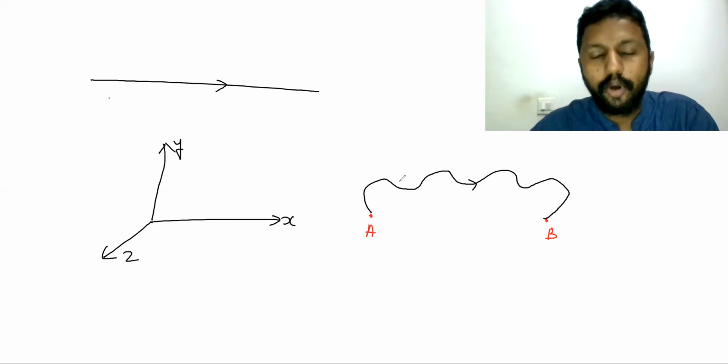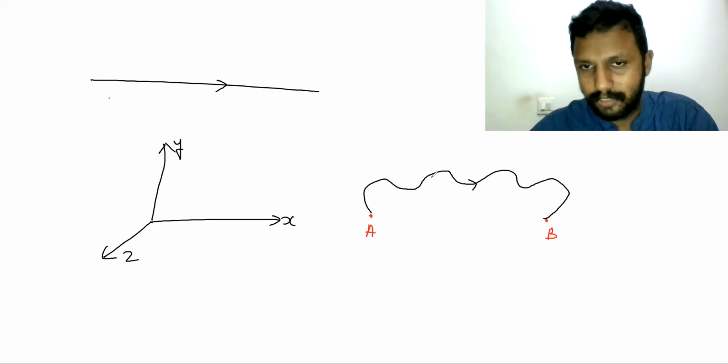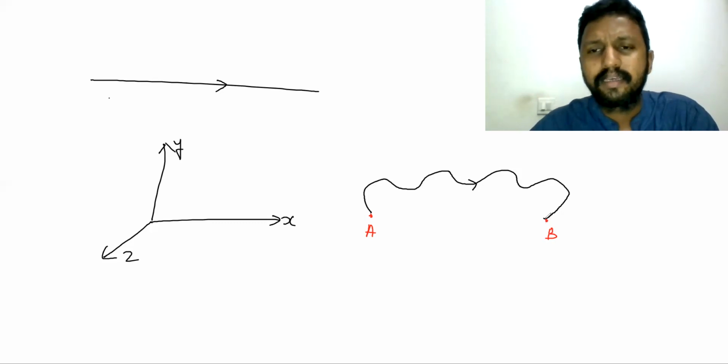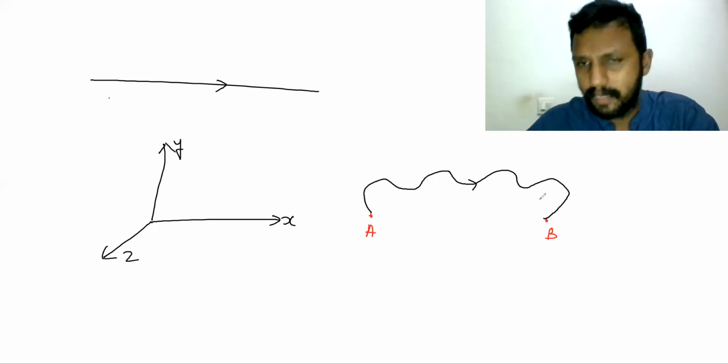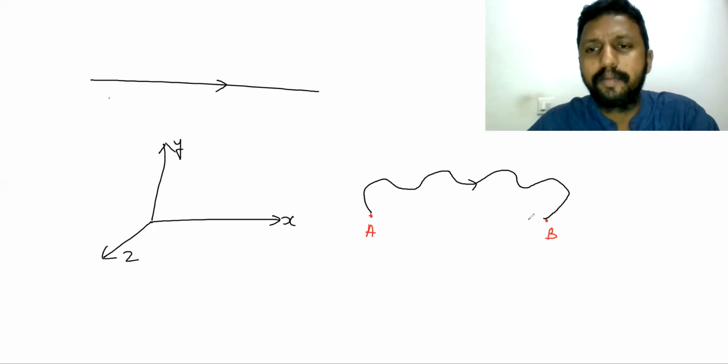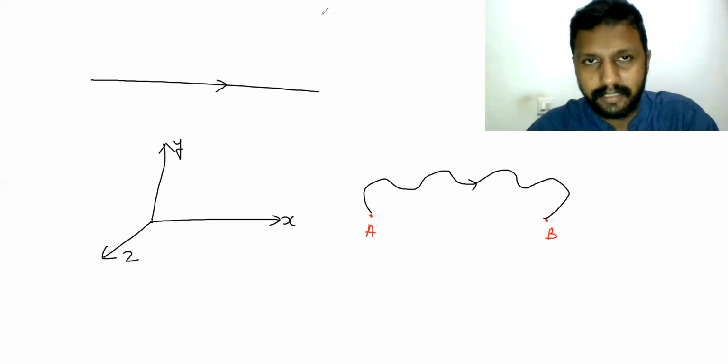Then the total path covered by the substance is the distance. The total path covered by this person is the distance. If you are assuming this as a string, then if you are extending the string, the length of that string will be the total path covered. Okay. Therefore, the total path covered by the substance is the distance.